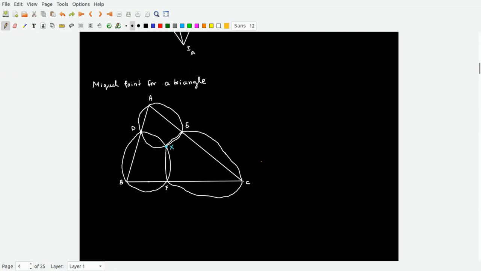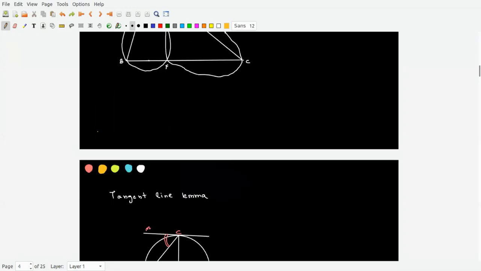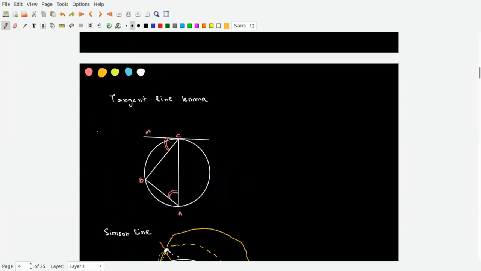Anyways, what this lemma says, this is also very useful, and easy to memorize. So you have ABC as the triangle, and D, F, E are points lying on the lines AB, BC, CA, lines, not segments. Then this lemma, which is similar to how you prove Simpson's line exists, says that the circumcircles of ABE, BDF, and CEF, these three concur at the point X.